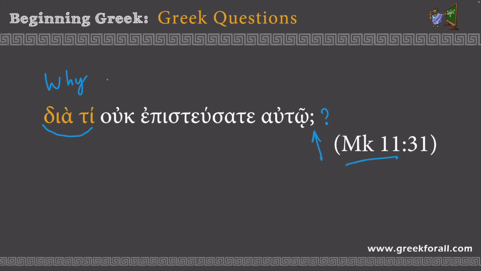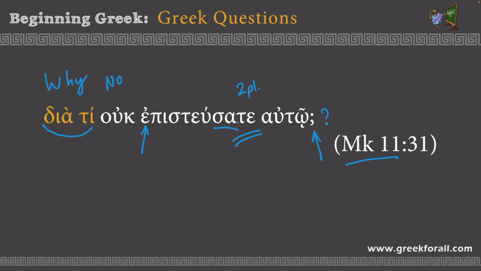Then we have a negative particle, ouk, meaning no or not. Before verbs it is don't. And here we have a verb, episteusate, from pisteuo, I believe. It is an aorist. We see an augment. We see the aorist suffix sa. And now the ending, second person plural, meaning you plural.